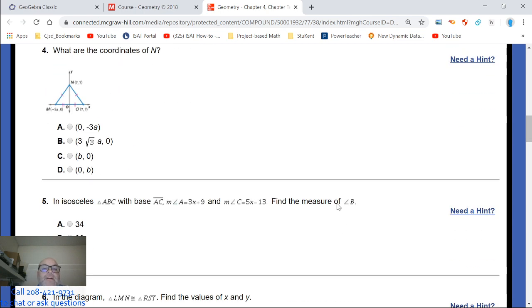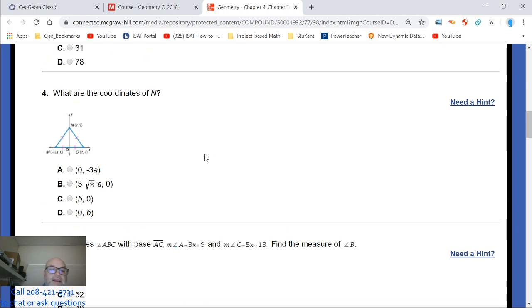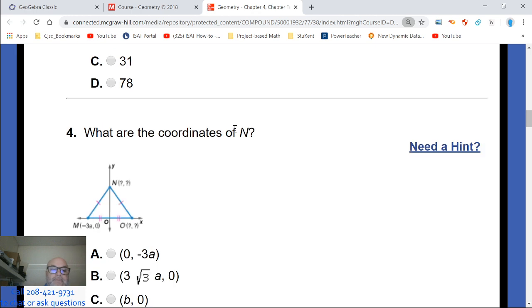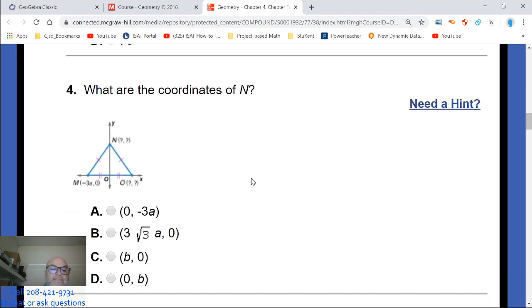Okay, we have, what are the coordinates of n? I've got to find a way to zoom this in. Oh, good, it's working again. All right, what are the coordinates of n? So what do I know? Well, we did this one already. This is the same problem we had before.